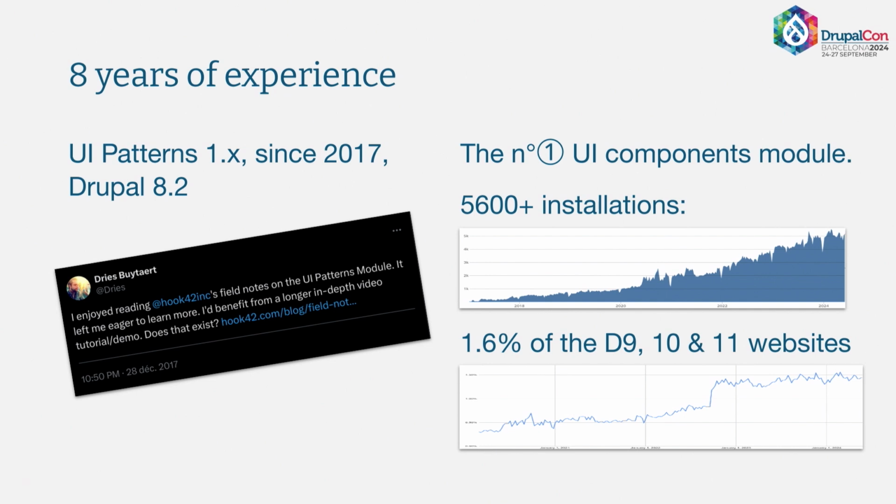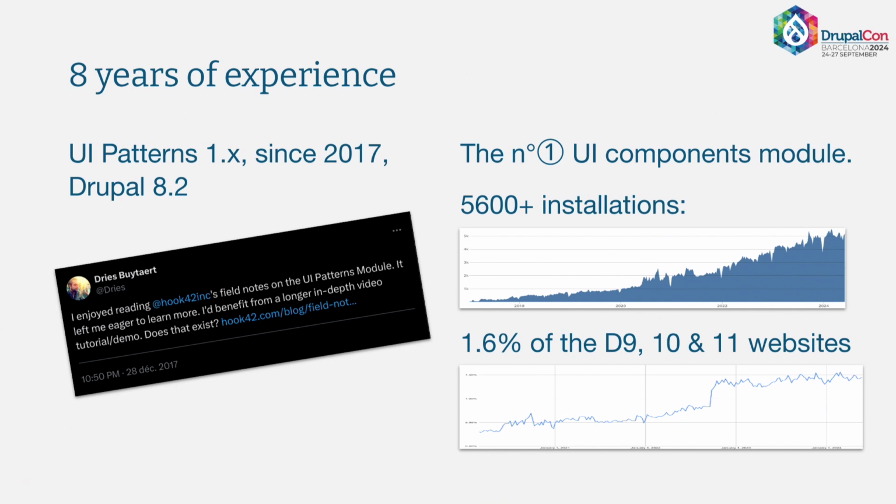And UI Patterns 1 is the old module. It was built in 2016. It was released in January 2017. It's 8 years old. UI Patterns 1 was built during the early Drupal 8 lifecycle. And Dries did a tweet about us 7 years ago. So it's a very old module. So we took all the experience, all the 8 years of experience of UI Patterns 1 to build UI Patterns 2. The main difference is now we are using SDC, so we can benefit from all the ecosystem of SDC.